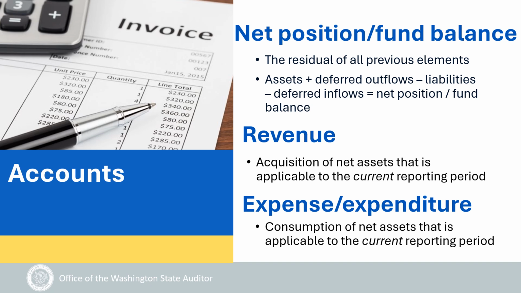Revenues are an acquisition of assets applicable to the current reporting period. This means the government provided a service and acquired an asset. Expenses are a consumption of net assets applicable to the current reporting periods. This would be like the government spending cash, which is a consumption of an asset to provide services to citizens.